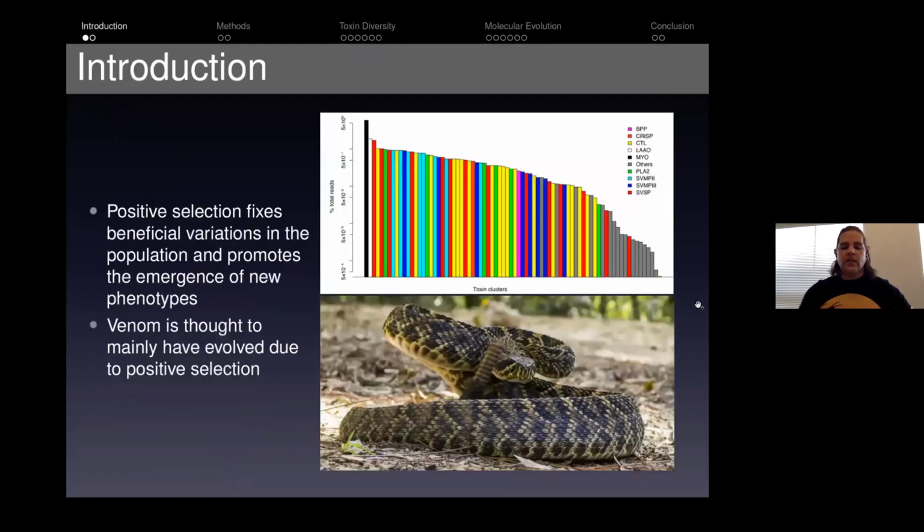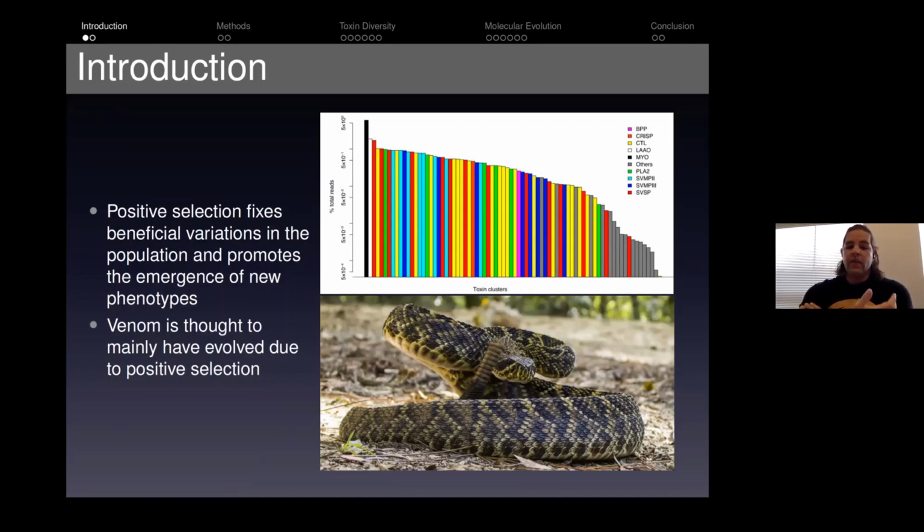To get started talking about some of the molecular evolution that we look at, we're mainly looking for traces of positive selection. Just as a refresher, positive selection fixes beneficial mutations in populations and can promote the emergence of new phenotypes. A great system to study this is venom, which we can see here with our eastern diamondback rattlesnake. Up above, we can see the venom profile and all of these venom proteins and toxin families that we have in their venom.